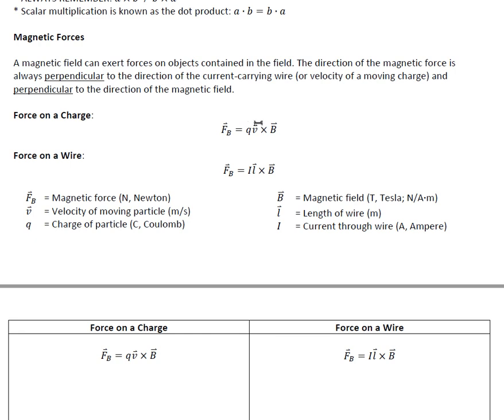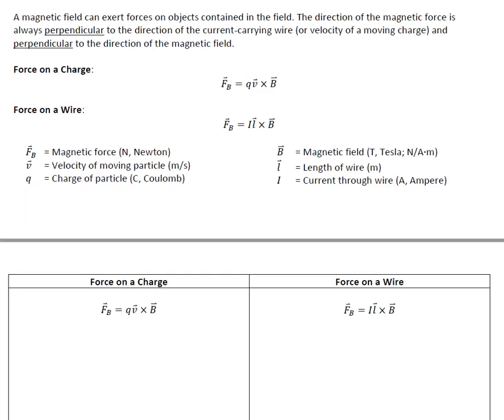So here's our equations again. Force is QV cross B. Pretty much the same idea. If you have current in a wire, instead of QV cross B, it is the magnitude of the current multiplied by the length of the wire that is inside the magnetic field. So those are our two equations today.